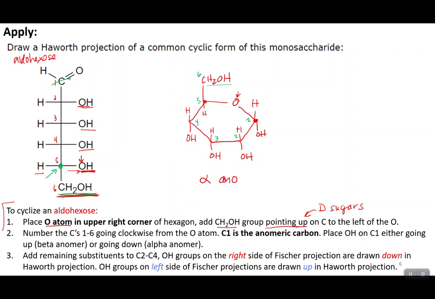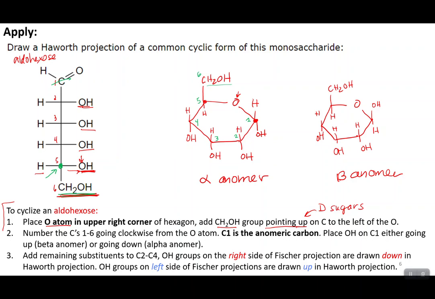If we wanted to draw the beta anomer, we would do the exact same thing. So here's your 6-membered ring. The only difference, so this is CH2OH above, you would do the same. The only difference would be the orientation of your OH group at the anomeric carbon. So at this point here, the OH would point up, the H would point down, and this would be an example of a beta anomer. Okay, so that's how you can draw the Haworth projection of an aldohexose.